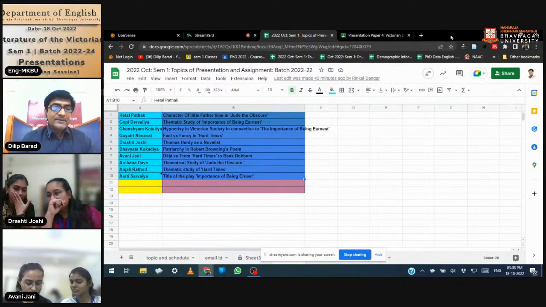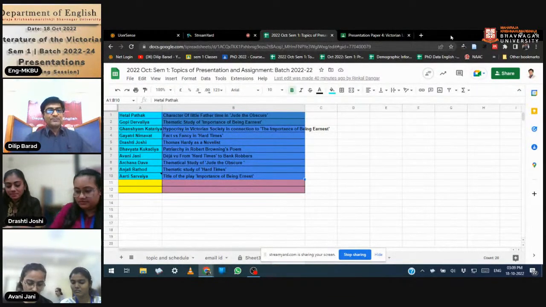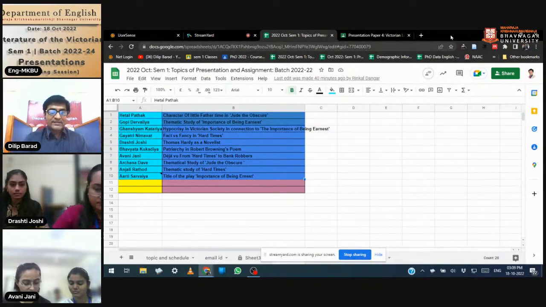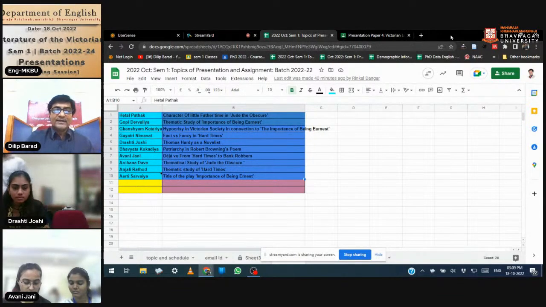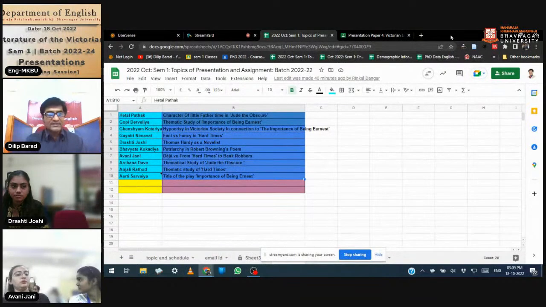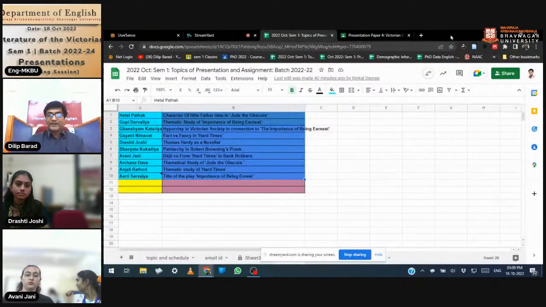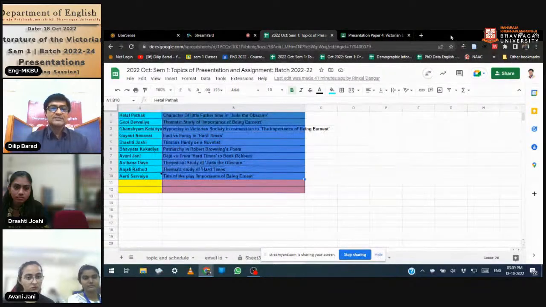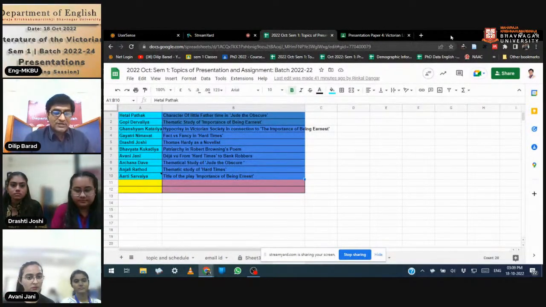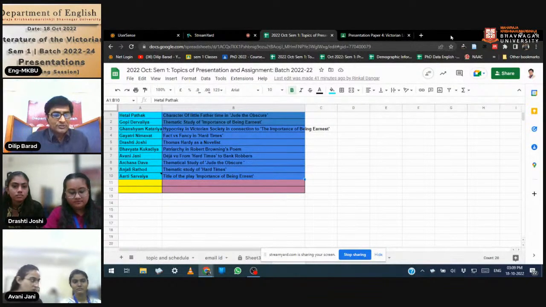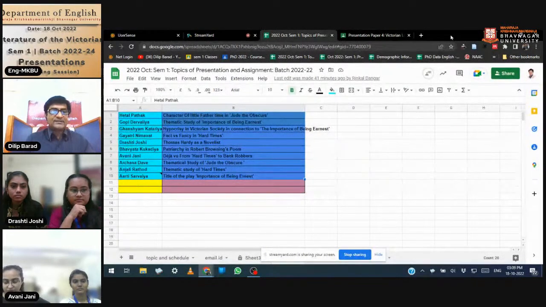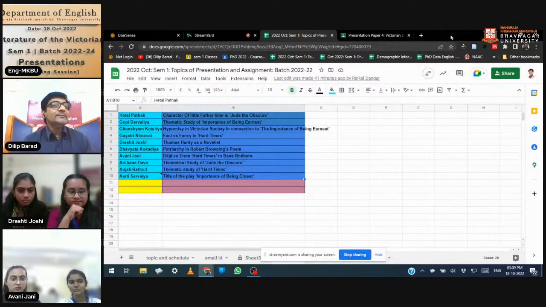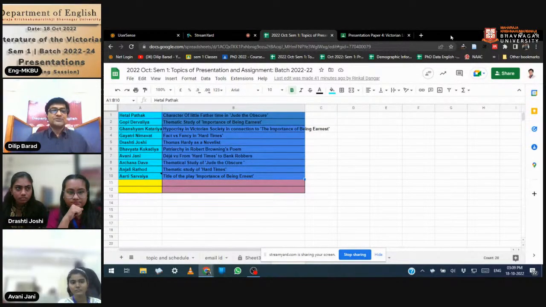Gopi will be next to make a presentation, and that will be on thematic study of The Importance of Being Earnest, right, well written. Ghanshyam will be third to read on hypocrisy in Victorian society in connection to The Importance of Being Earnest. After that, Gayatri will read on fact versus fancy in Hard Times, followed by Drashti, who will read on Thomas Hardy as the novelist. After that, Bhavyata will make a presentation on patriarchy in Robert Browning's poem. Avani will make a presentation on Déjà, from Hard Times to bank robbers, followed by Archana, who will read on thematic study of Jude the Obscure. Anjali will read on thematic study of Hard Times, S needs to be capital there, and Aarti will be the last one to make a presentation on the title of the play, The Importance of Being Earnest.